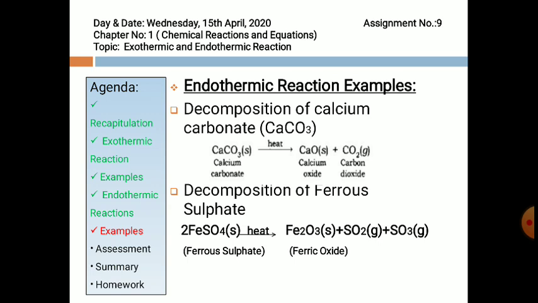Next example is decomposition of ferrous sulfate. When ferrous sulfate, FeSO4, is heated, it forms ferric oxide, Fe2O3, and sulfur dioxide gas, SO2, and sulfur trioxide gas, SO3.